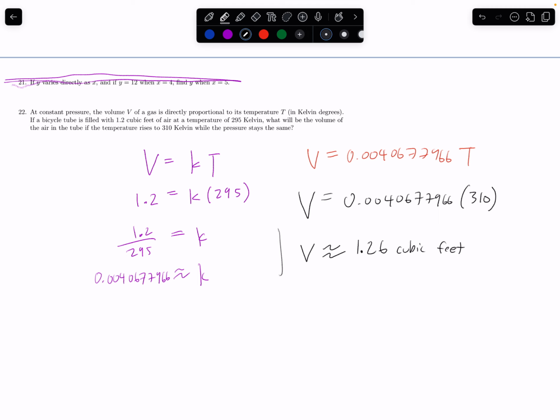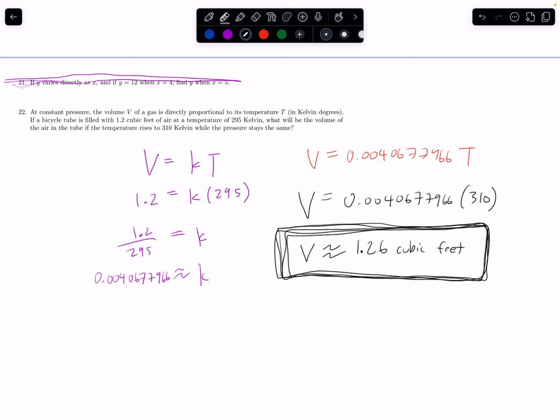Okay. So yeah, kind of a pretty moderate temperature increase, right? 295 Kelvin to 310. So a moderate increase in volume as well. 1.2 cubic feet to 1.26 cubic feet. And here I'm just boxing this answer.